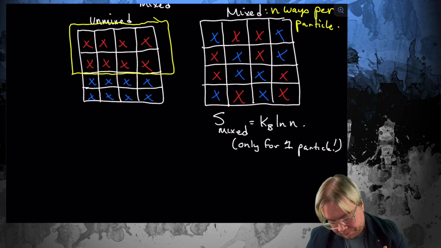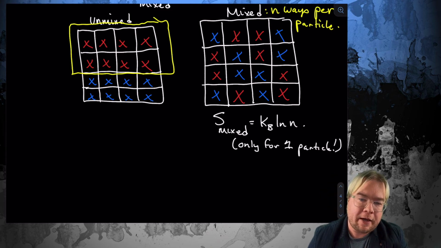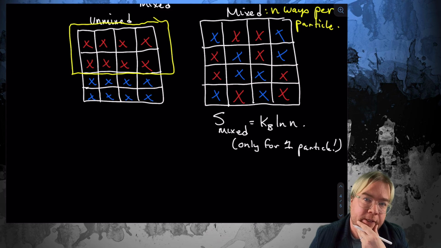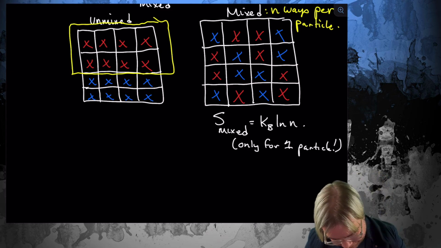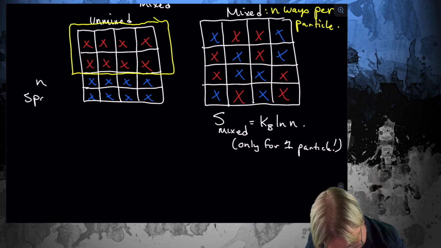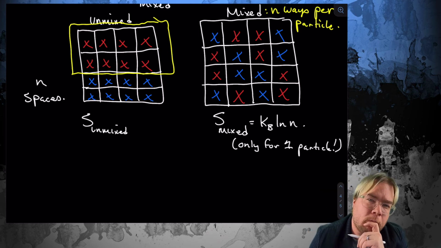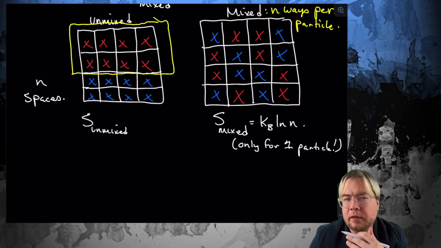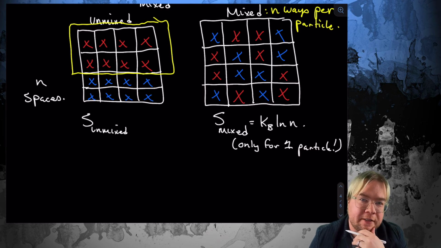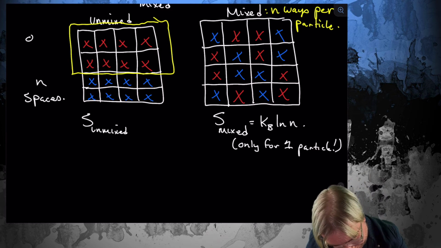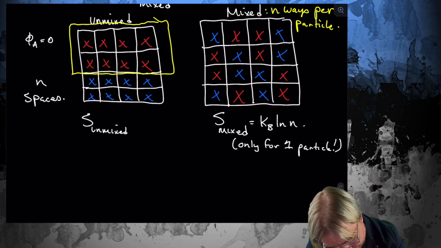So if the entropy of the mixed state is Kb log N, what is the entropy of the unmixed state going to be? Well, I still have N spaces on the lattice, but I'm not able to put a particle in all of them, right? I'm only going to be able to access some fraction of them. And in this case, phi A, the way I've drawn it, is 0.5. And so phi B is 0.5.